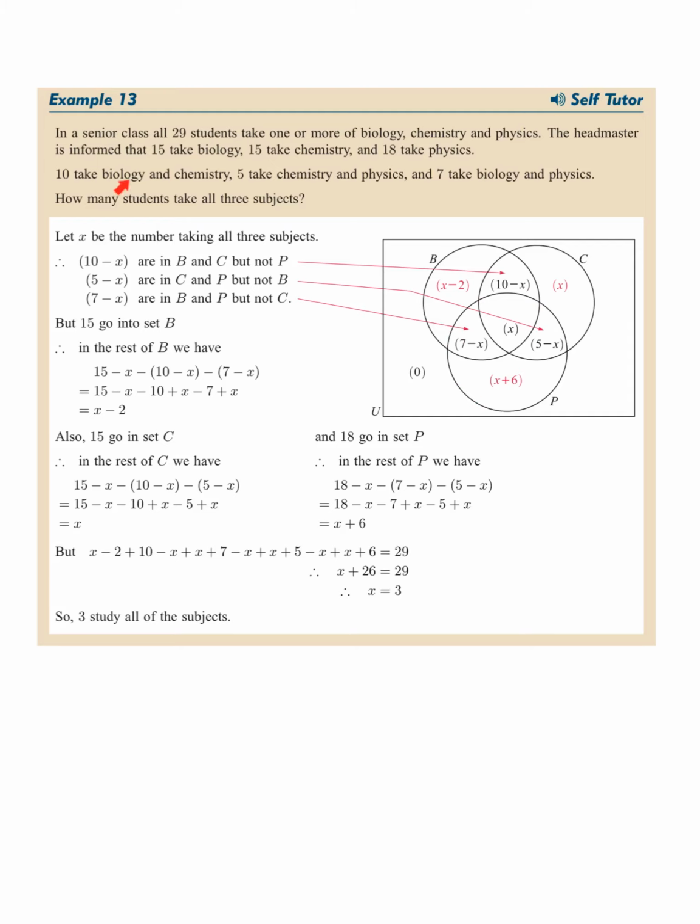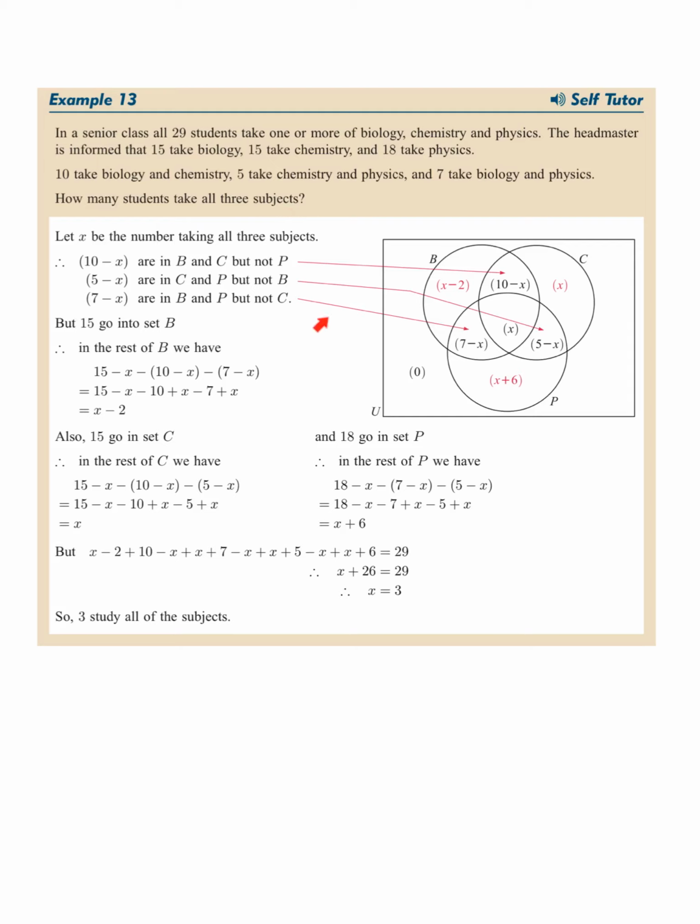Now it says 10 take biology and chemistry, so within the intersection of those two circles, that area there should be 10. 5 take chemistry and physics, so this area here, the intersection, should add up to 5. And 7 take biology and physics, so within that area, the intersection, should add up to 7. The question is, how many students take all three subjects?